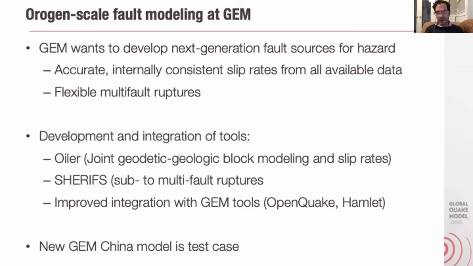The first use case for all of these tools together is a new hazard model of China being developed by GEM. It is also one of the largest and most complicated active fault systems in the world. So if we can make it work here, we should be able to make it work anywhere.